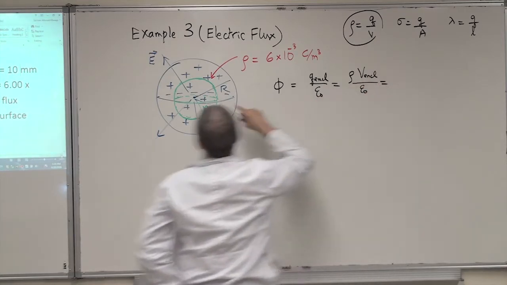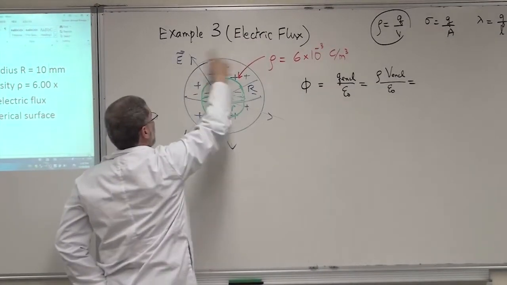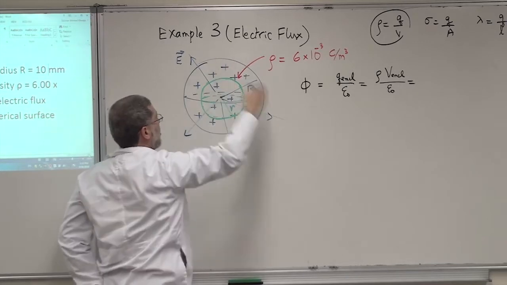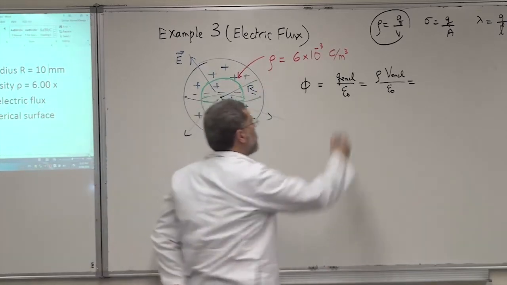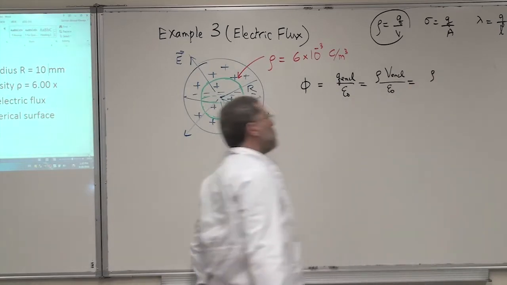Enclosed by what? Enclosed by this green surface, which has a radius of 5 millimeter. It is inside the big surface, the big sphere, which has a charge density rho. So this rho is given to you, right? So what is that volume? I want to know what is that volume.